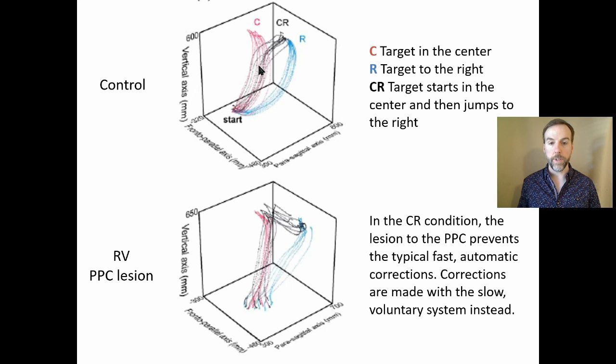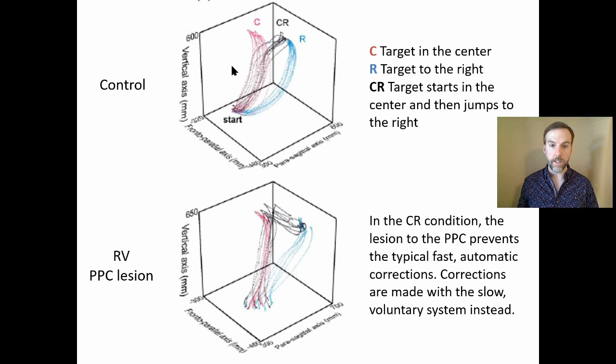In control participants, they're shown here. See how you make it most of the way towards the target and then your fast automatic system kicks in? We don't see that with RV. Her dorsal stream is damaged, no fast automatic correction. She does move to that new target location, but much later. So she gets to the wrong target location, then she makes a secondary movement over to the right. That is not a fast automatic correction, that is a slow voluntary correction.